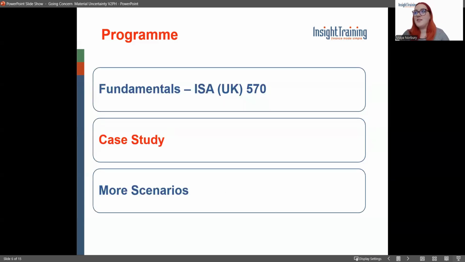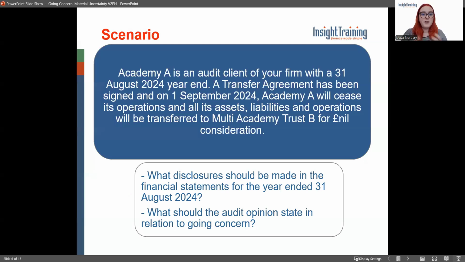So let's have a look at these in some context. Let's have a look at some scenarios. First up, we've got Academy A. Academy A is an audit client of your firm with a 31st of August 2024 year end. A transfer agreement has been signed on the 1st of September 2024 and Academy A will cease its operations and all its assets, liabilities and operations will be transferred to Multi Academy Trust B for nil consideration. So effectively, we've got a single Academy Trust going into a multi academy trust.